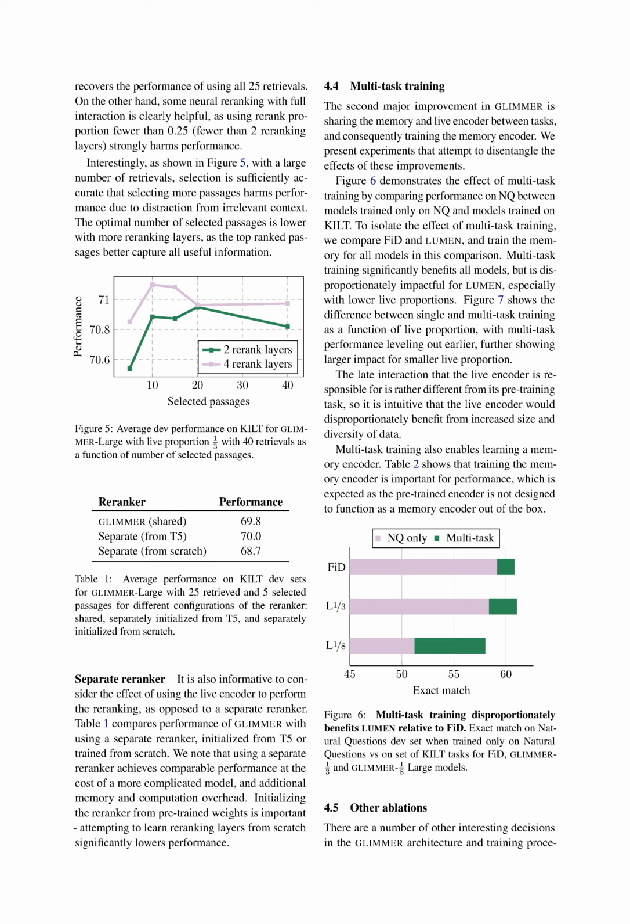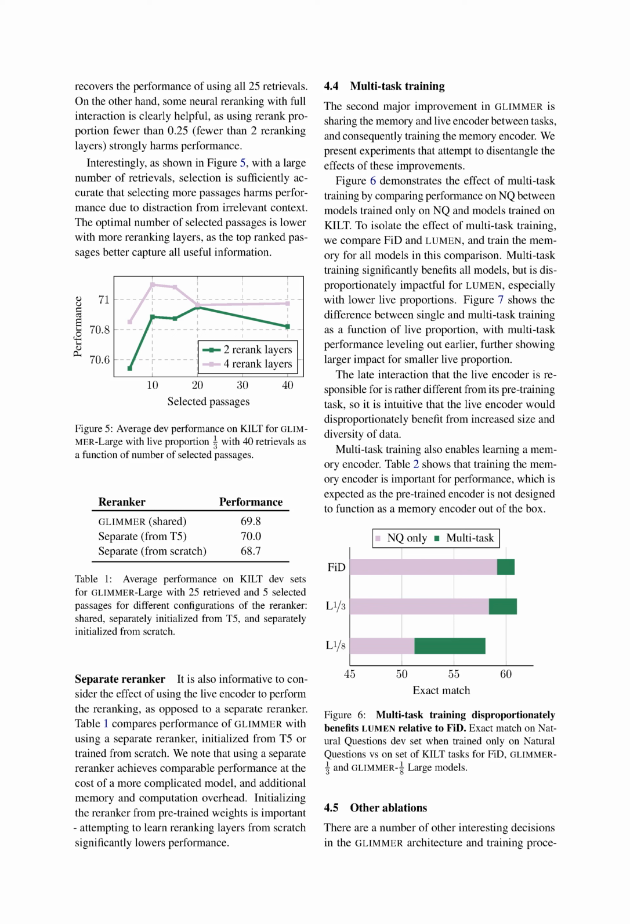We now shift our focus to multitask training, which is the second major enhancement in Glimmer. It facilitates the sharing of memory and live encoder between tasks, thereby leading to the training of the memory encoder. We perform several experiments aimed at understanding the effects of these improvements.